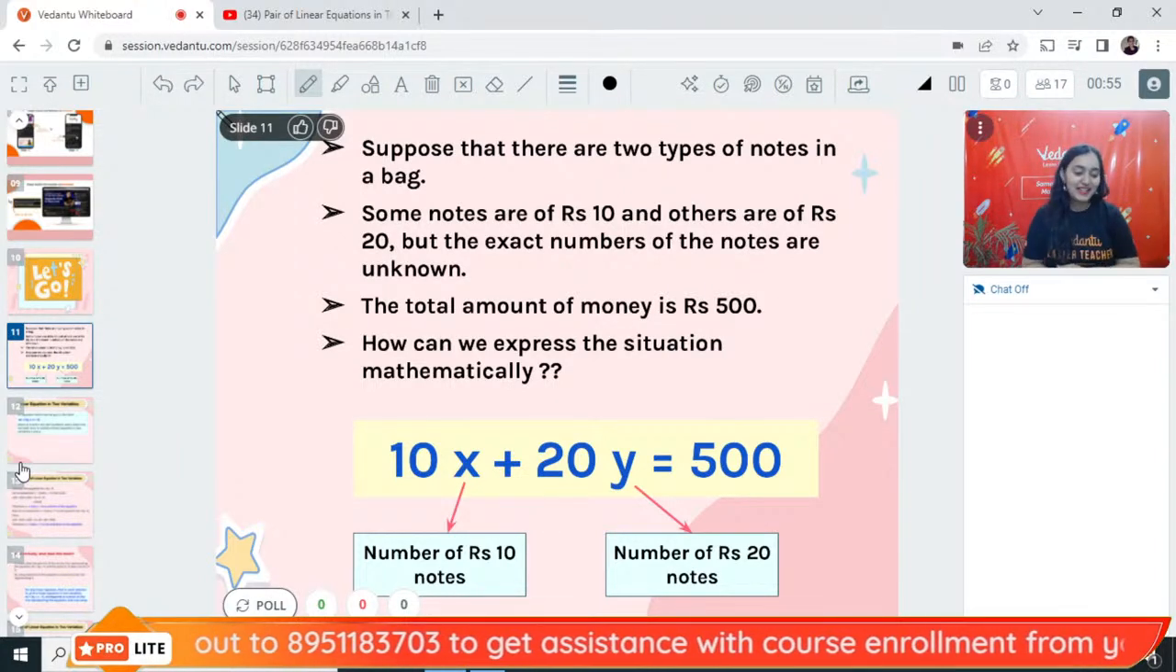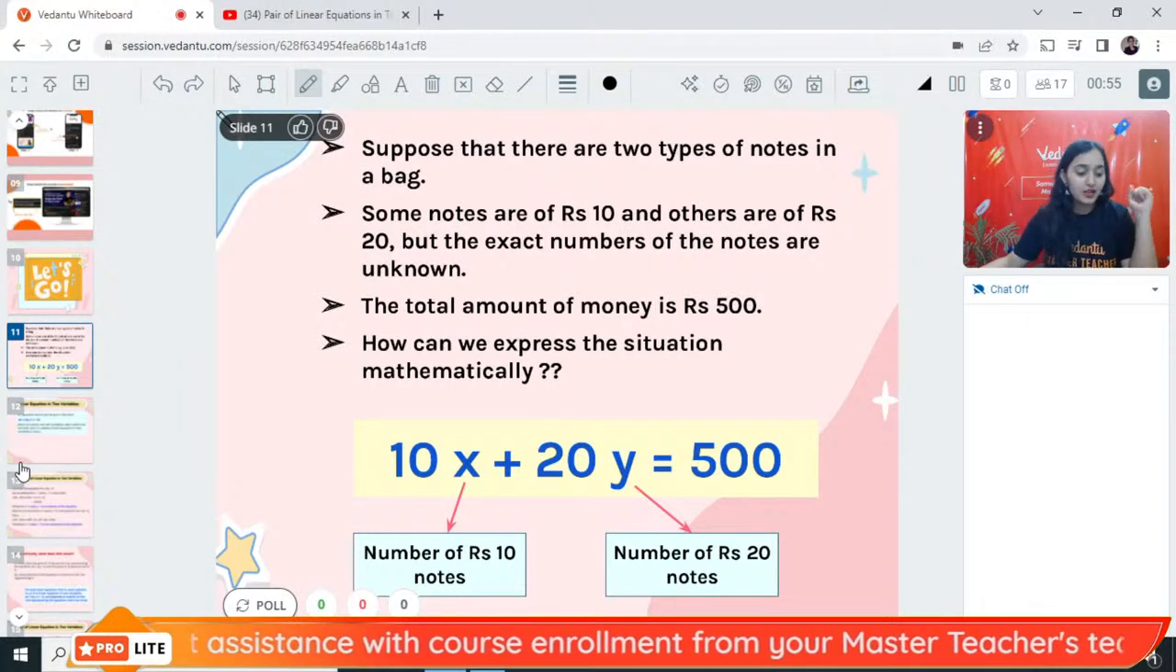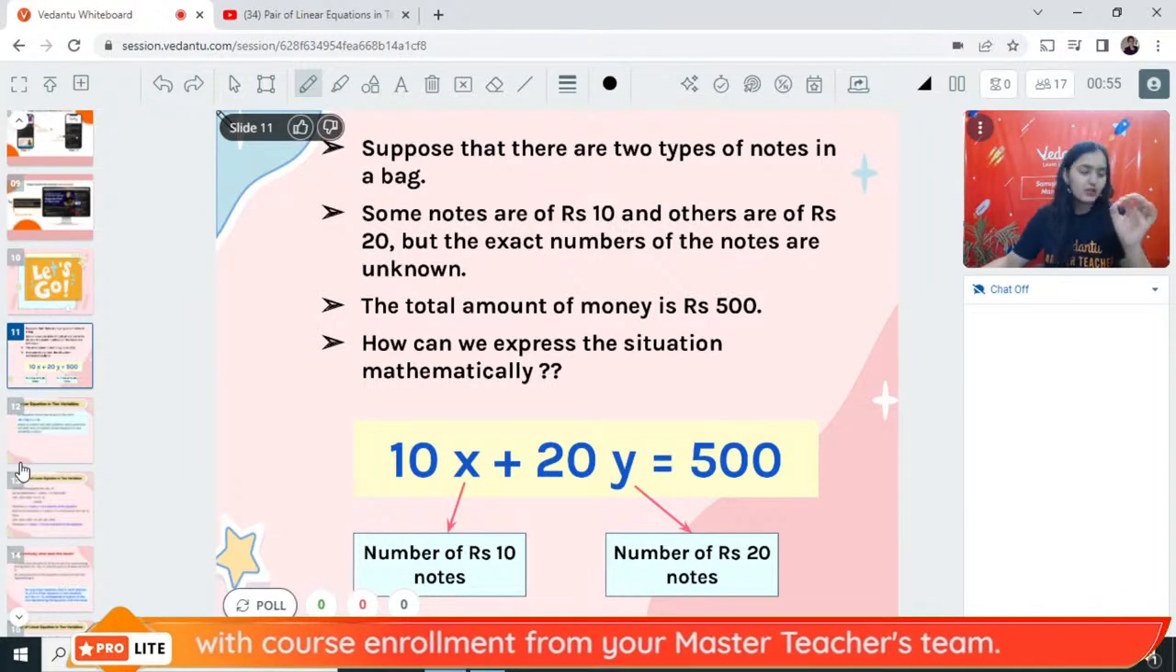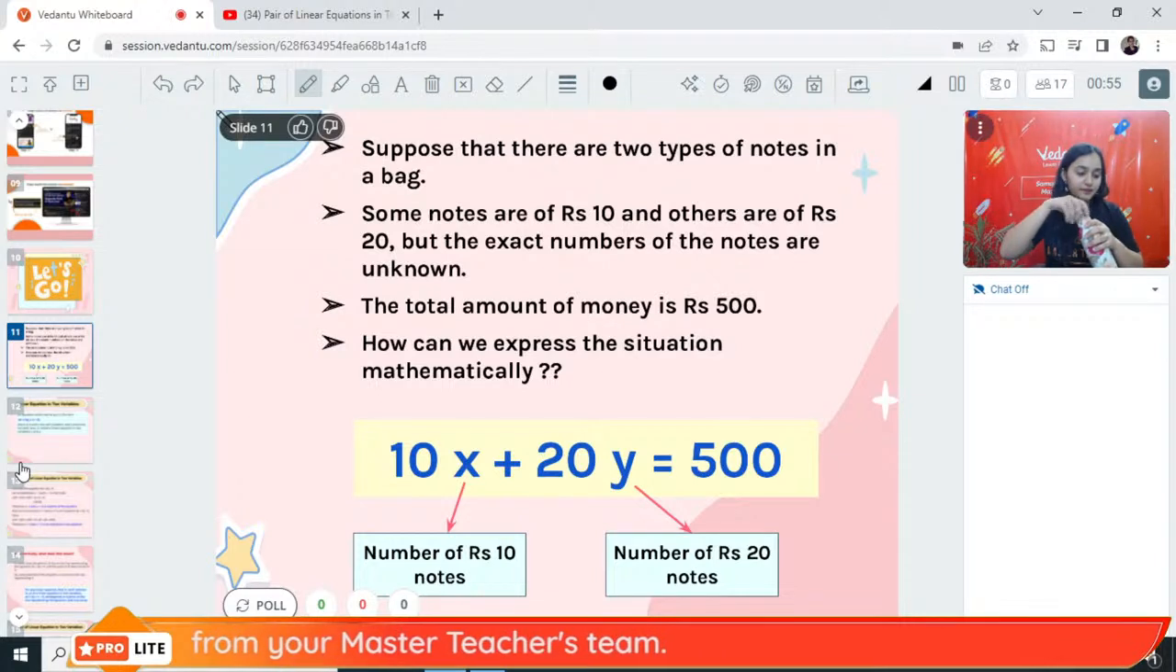Okay, let's get started. Basically, what are linear equations? Tell me, what are linear equations? You all know what linear equations are, right?